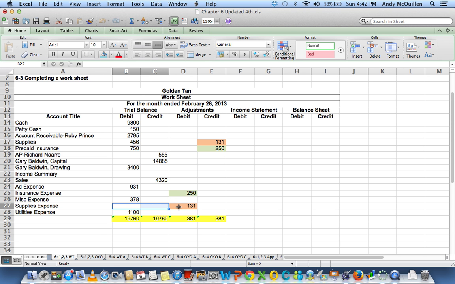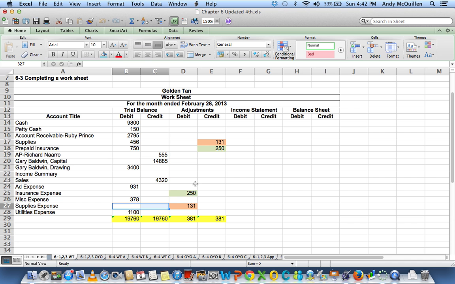You've got to think of it, you started with $456. At the end of the month, you are down to $325. In order to get to that number, we have to make an adjustment of $131, so we subtract them. Remember, if we credit something, which we do, to get this debit down to $325, we credit $131. And now we're going to use that supplies expense account down here in the bottom, so we make an adjustment.